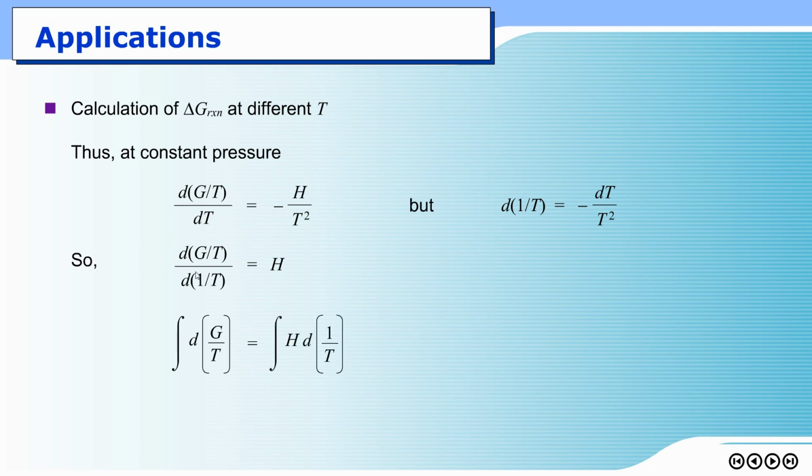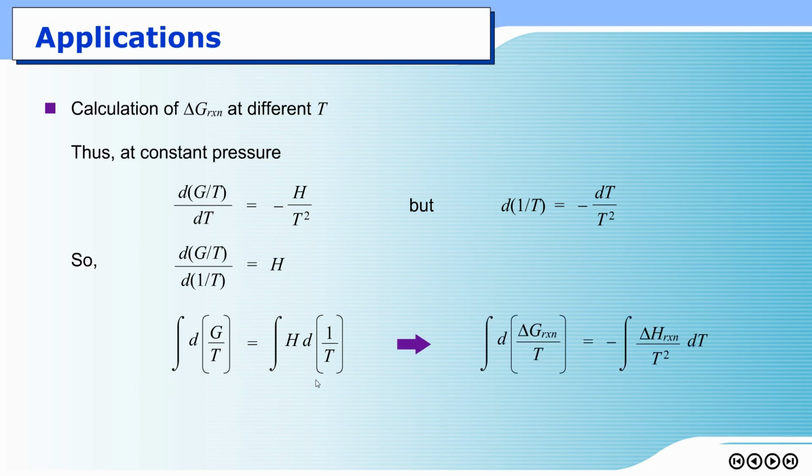Then if you take integration, you move this d of 1 over T to the right hand side and do the integration. You should notice that the left hand side term is differentiation of something. The integration of this term is very simple, straightforward. Again, the right hand side, if you want to do integration, you need to know the function of enthalpy with respect to temperature first.